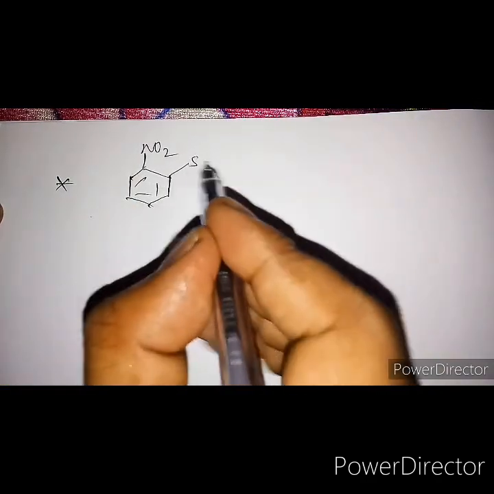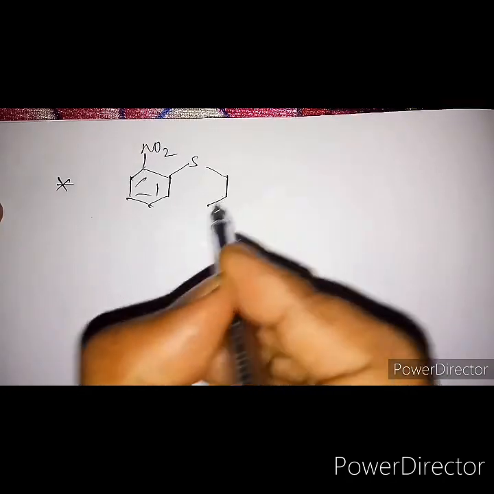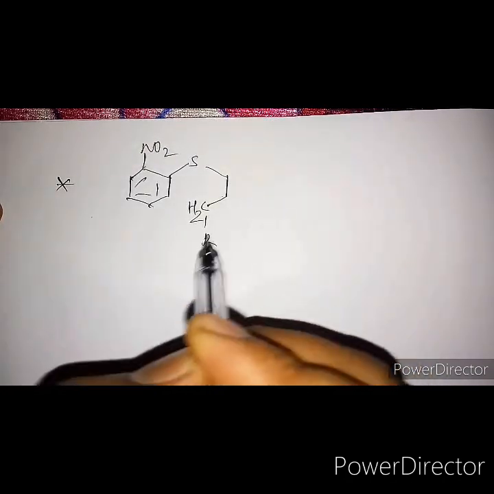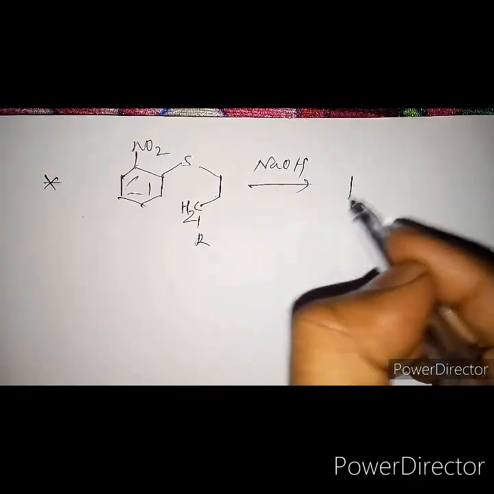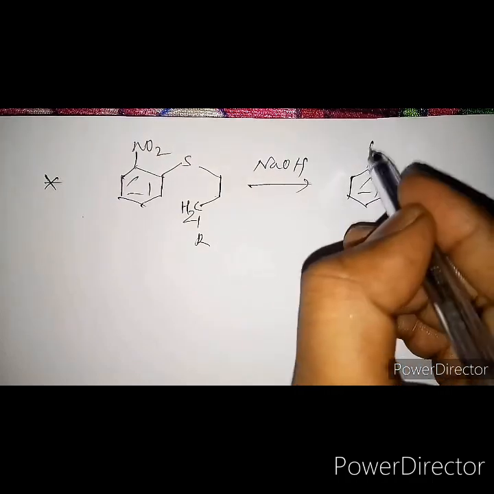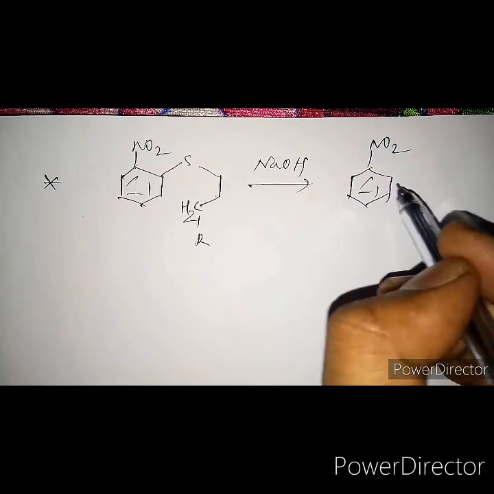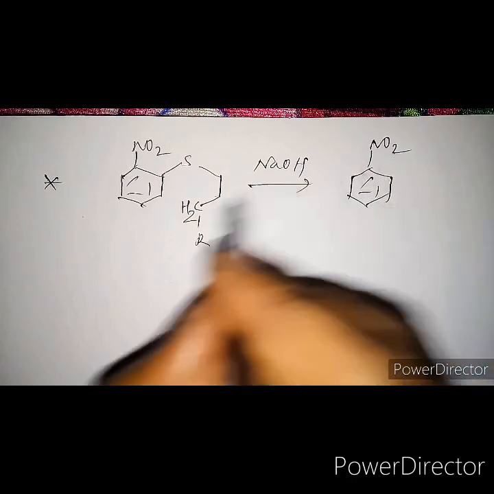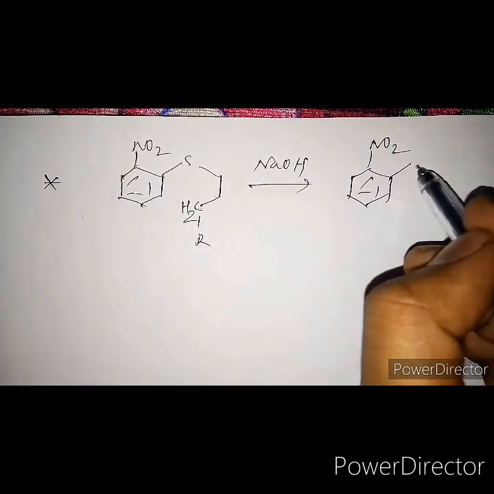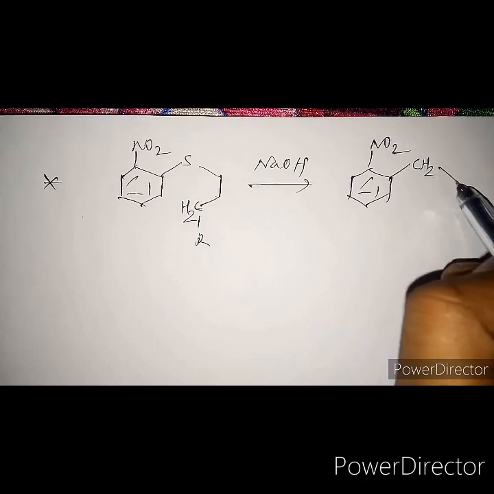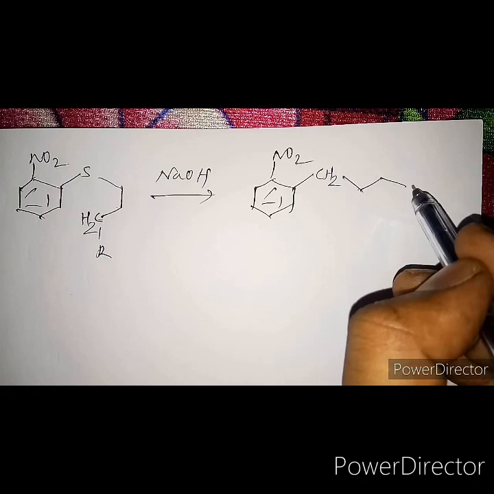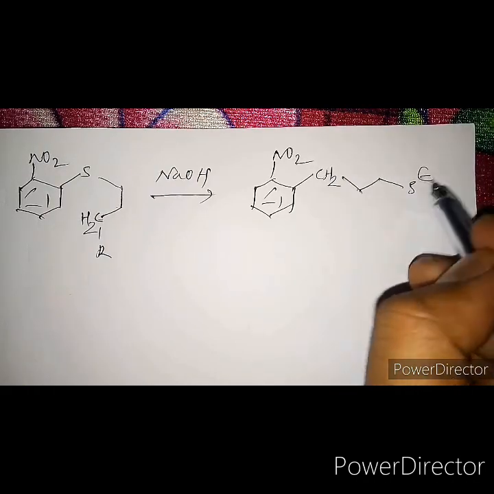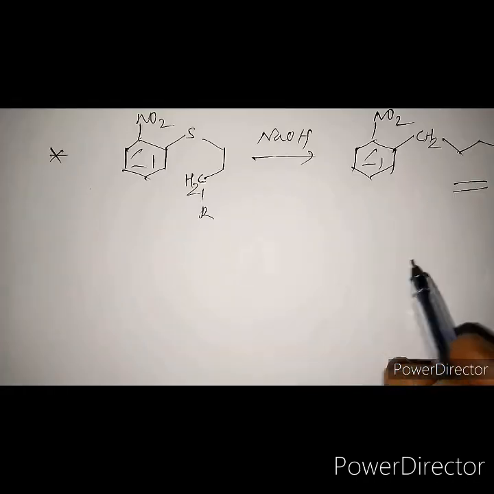There are a lot of examples. This is just sulfur, CH2R, the base sodium hydroxide. We will get NO2 as it is, instead of sulfur we will get CH2 attacking here. So we will get CH2 along with 2 carbons, and that carbon contains S minus. So this is the product.